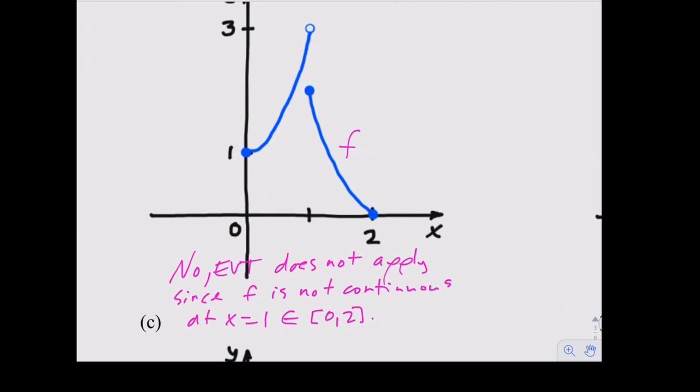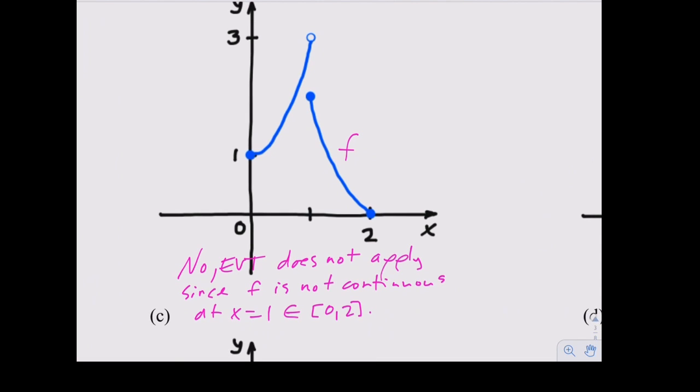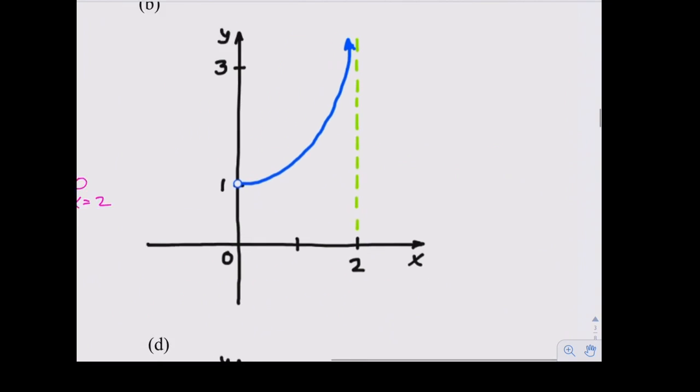Now, does it still have an absolute max or min? It does have an absolute min, right? It still has an absolute minimum of what? Of 0 at x equals 2. But there is no maximum, once again, because we can get infinitely close to 3. Okay. How about this one? Does the EVT apply?